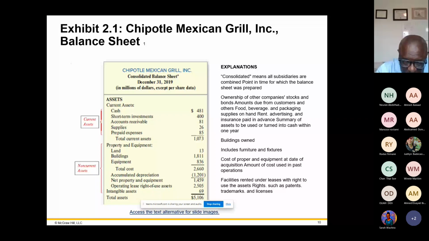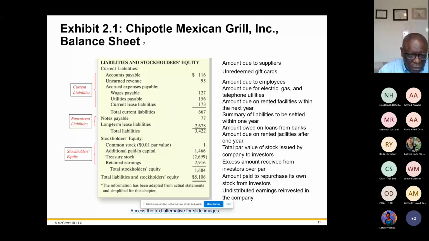Okay. So on the liability and stockholders' equity, the same thing. So now we have seen total current liability is what? Total current liability, 667. I want you to take note of those two figures. We have current assets 1,073. Then we have current liabilities to be 667. I want us to take note of it.